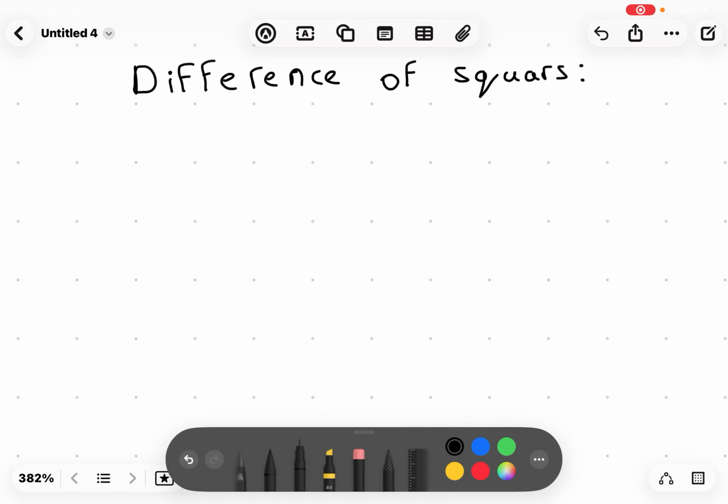Hello everyone, today we're going to talk about difference of squares. The main idea is, let's say you have something like a take away b squared. This is the law used to find answers to questions like this. You create brackets and you put a and b, and then another bracket a, but this time minus b.